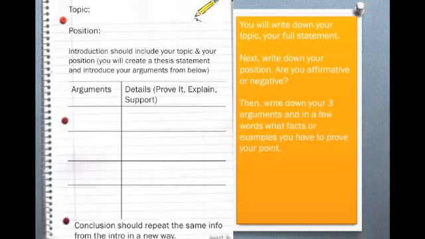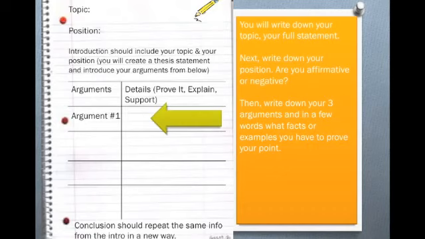All right, you're going to write down your 3 arguments in a few words with facts or examples that you have to prove your point. I want you to think about, back at the beginning of the year, we learned about the rule of 5, writing down things in 5 words or less. This applies here. I don't want you to take a lot of time to write a lot of stuff out. We're just planning our ideas. We've already kind of done this with the Poplet, so if you want to go back to the Poplet and use that to help you with this, that would be a good idea.